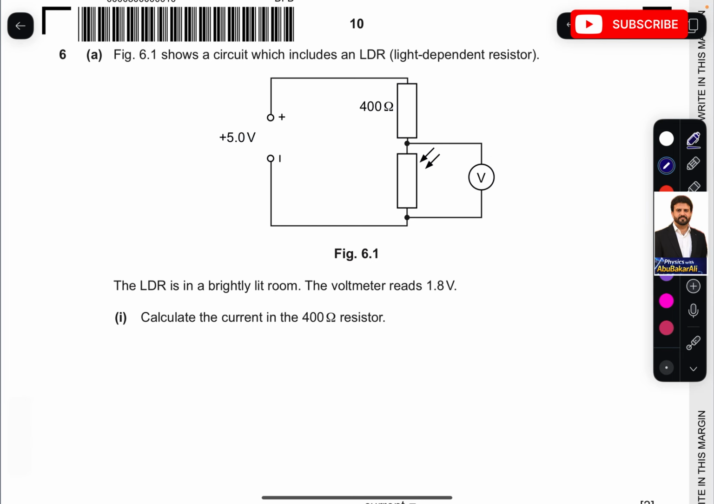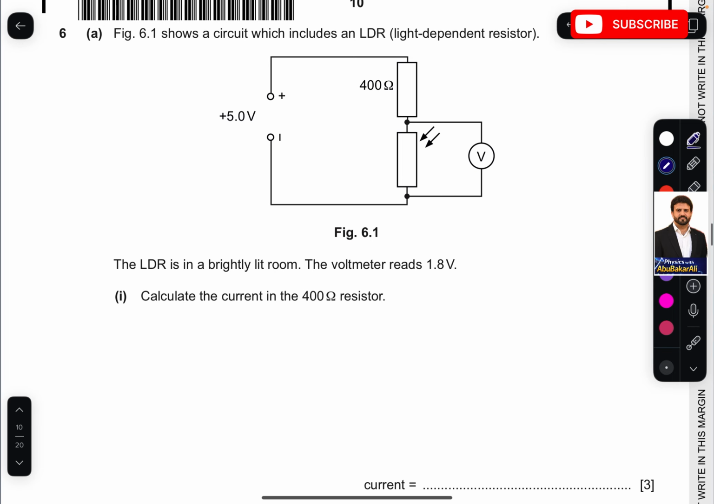For the circuit which includes an LDR, light dependent resistor, the LDR is in a brightly lit room. The voltmeter reads 1.8. Calculate the current in the 400 ohm resistor. And it's a 3 mark question. You have to find the current here.